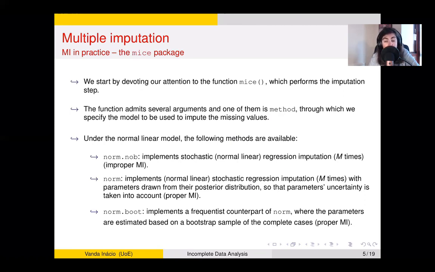So what we do is, for each copy of the dataset that we have made, we take a bootstrap sample from our complete cases, we estimate our regression coefficients, and we predict the missing values and add the noise using the parameters from that bootstrap sample.